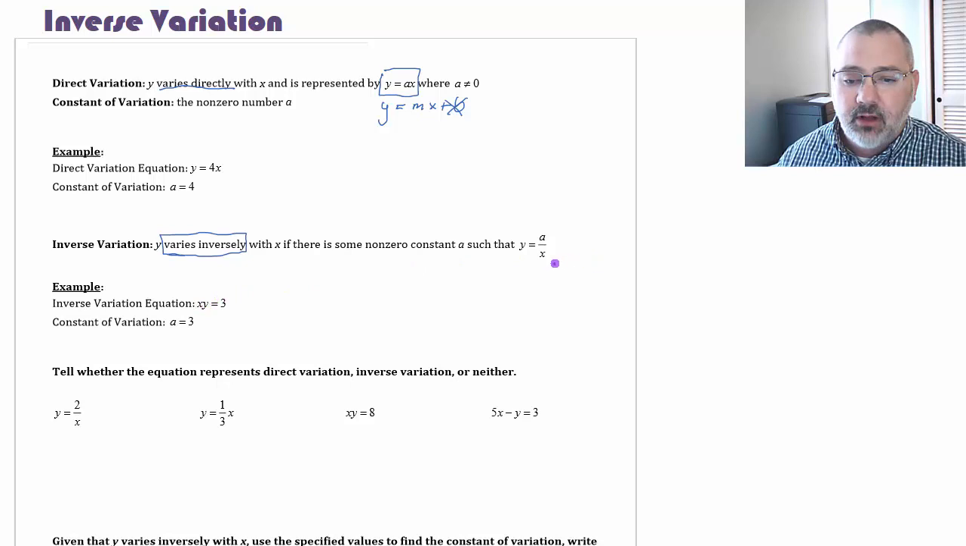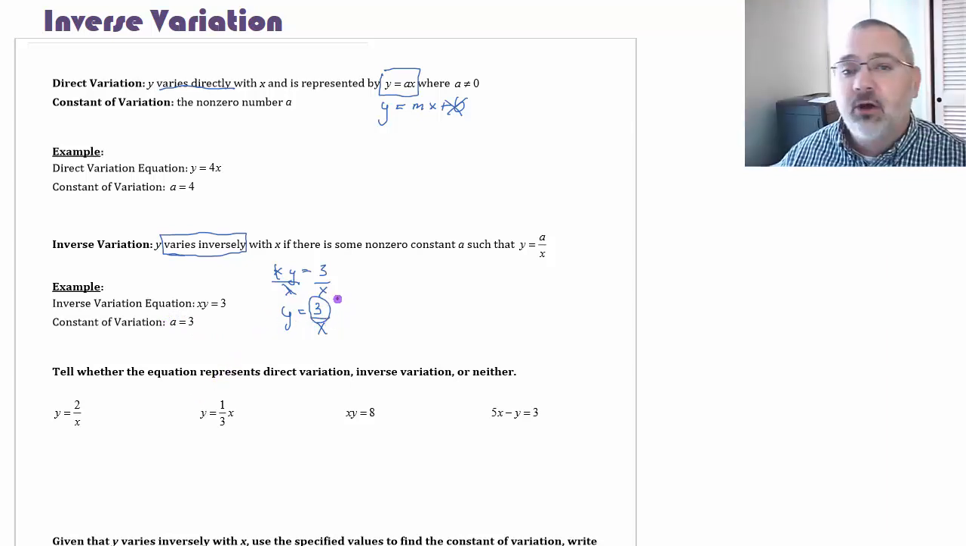This might not look like y equals a over x, but if I take xy equals 3 and I want to solve it for y, if I divide both sides by x, the x's cancel out and I get y equals 3 divided by x. So our constant of variation is the numerator right here, that 3. And this is inverse variation.